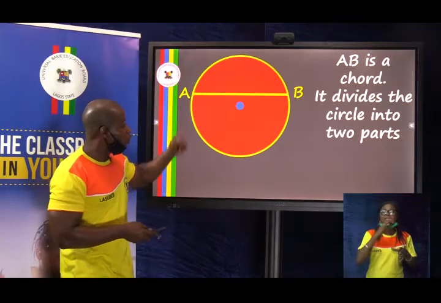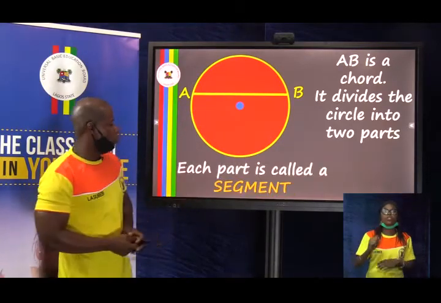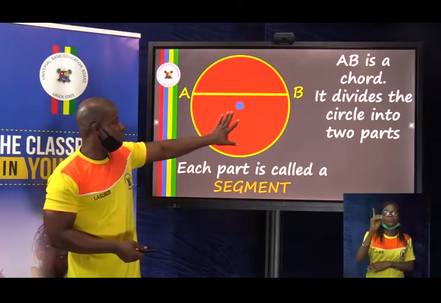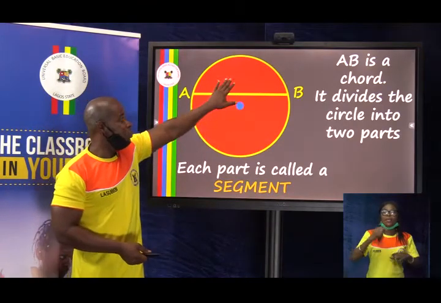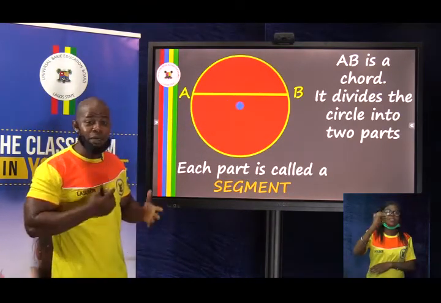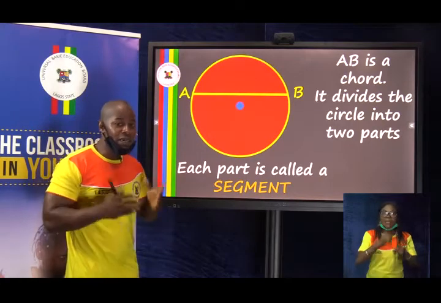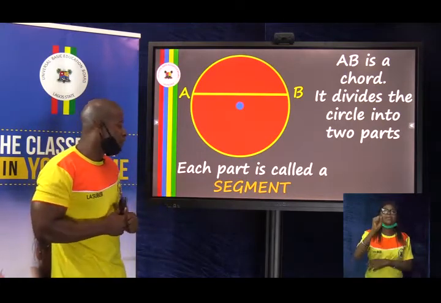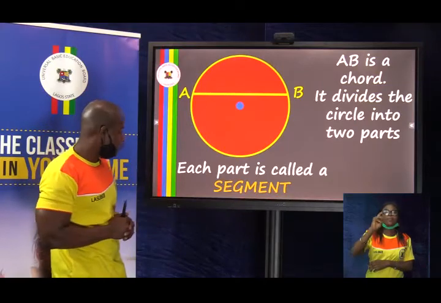So that line that divides this shape into 2 parts, not equal, is called the chord. Now, but what are the parts called? This part is called a segment, and this other part is called a segment as well. Say segment, segment. Now note this spelling, although that should be easy for you to spell.